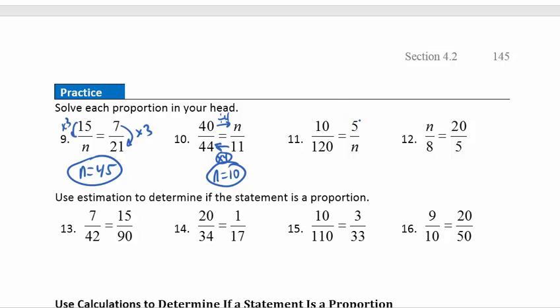All right, let's see. Looking for a relationship. Yep, here's a good one. 10 is twice 5. So another way to think about that going the other direction, it's going to be division. And so we're going to divide by 2. And so n is going to be 60.